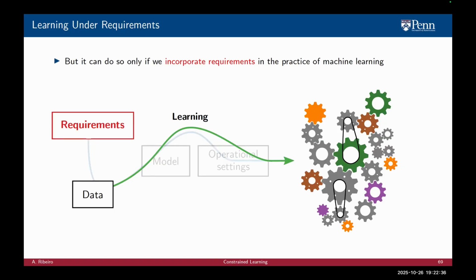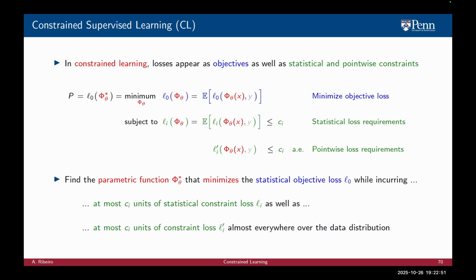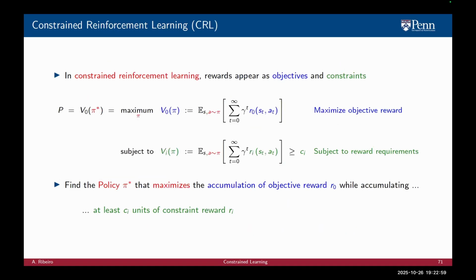However, there is something very important that is missing in this diagram. If you want to go from data to operational settings, which is requirements. I mean, we never talk about requirements in AI. So personally, I find it unacceptable. Because I find it unacceptable, I have made it my mission to try and convince people to work on learning with requirements, and you can do that in both constraint supervised learning or reinforcement learning.